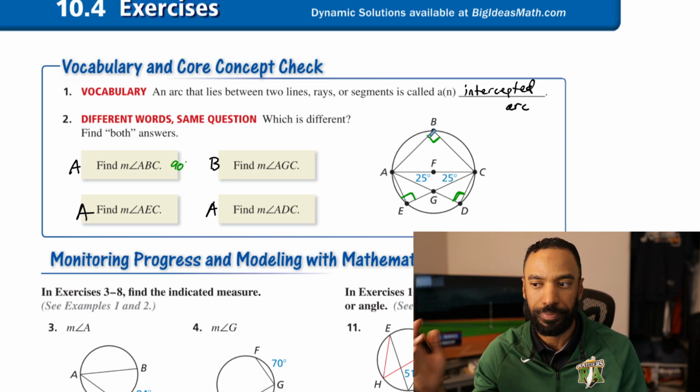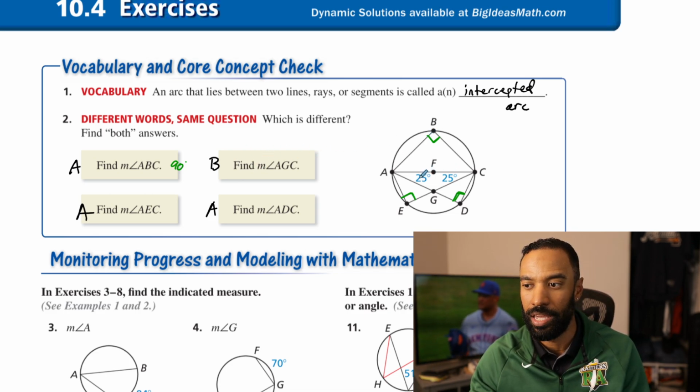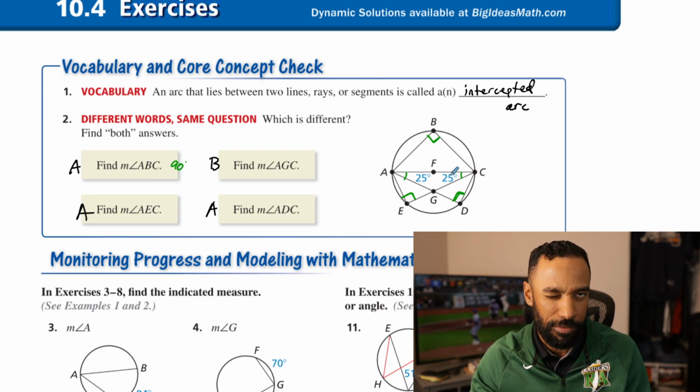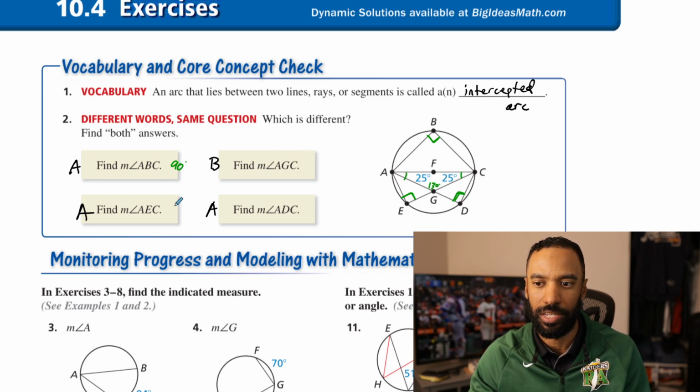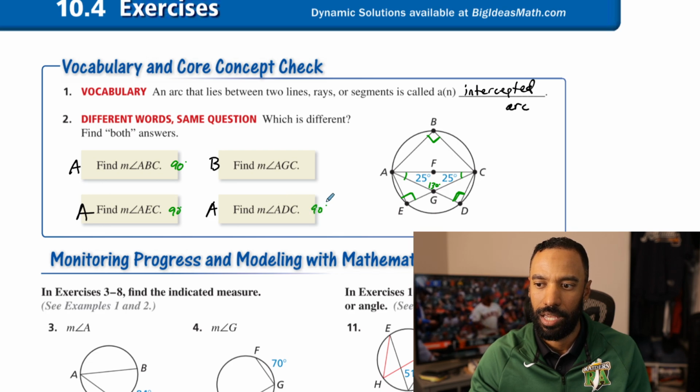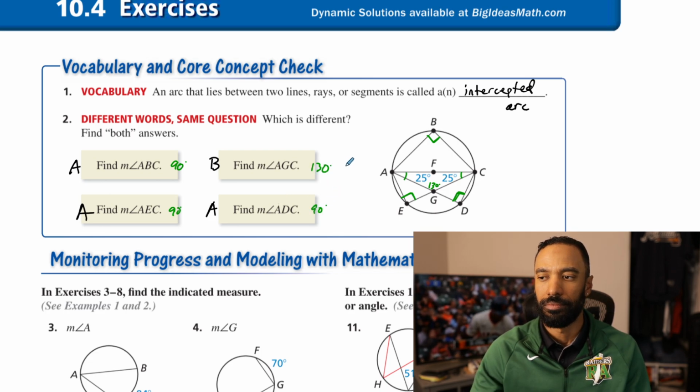AGC will be different. AGC's measure, by the way, if these are 25 truly there and there, 25 plus 25 is 50. 180 minus 50, because that's a triangle, is 130, and that's that measure. So that's different. These are 90, and this is 130.